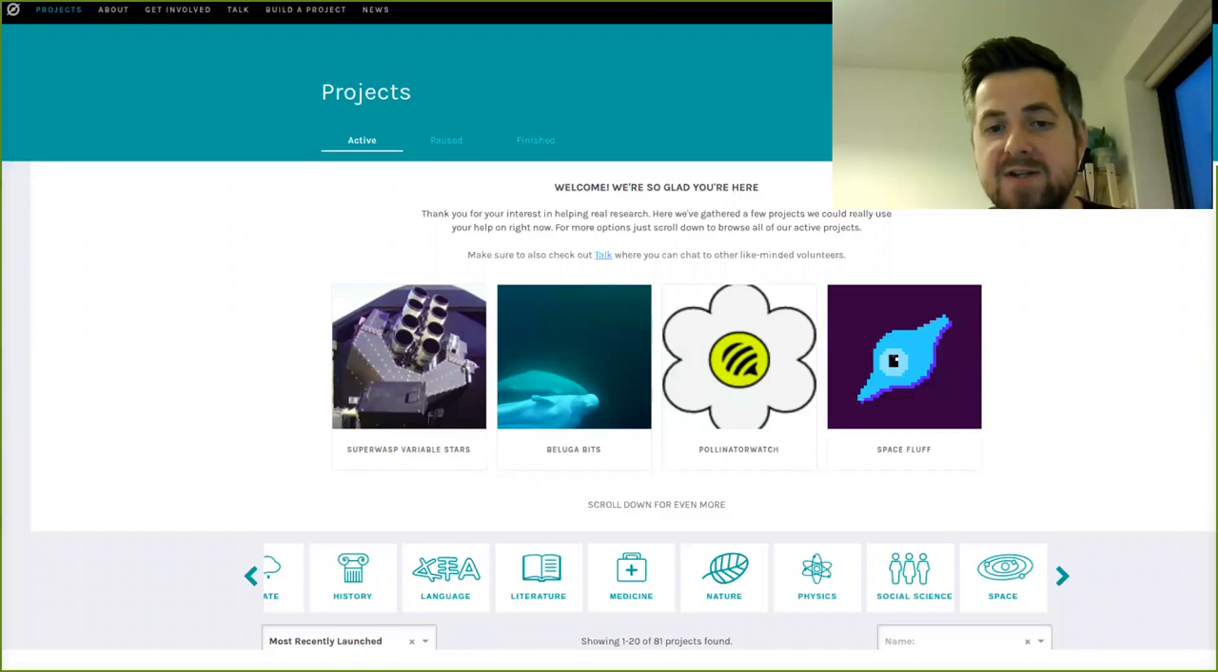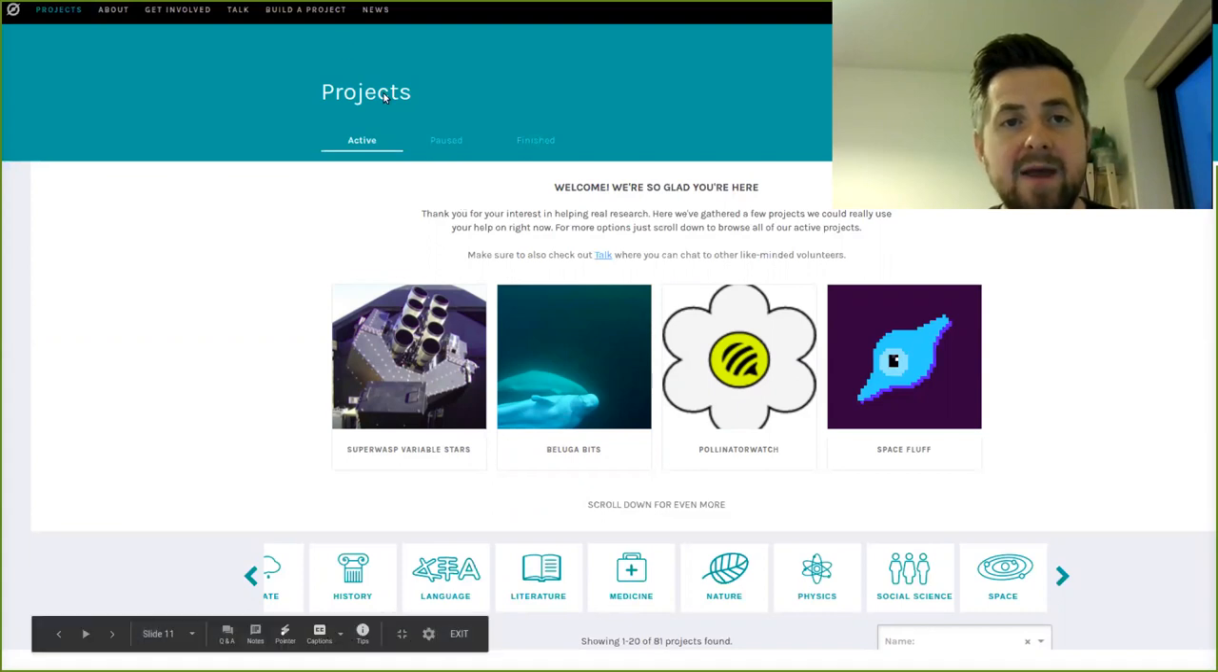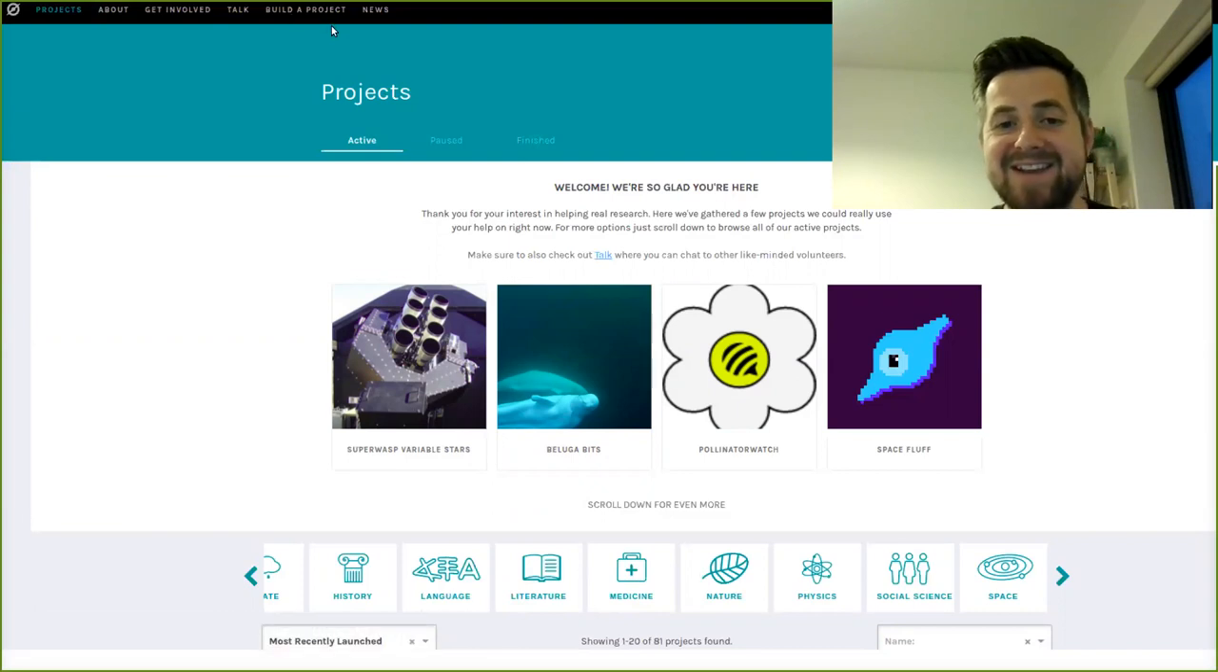We rejigged our website, we overhauled it and our platform. And now you'll see up in the top menu navigation here, there's a button that says build a project. And it really is just as simple as clicking there to get started. And honestly, within a few minutes, within a lunch break, you can put together a prototype citizen science project. You can upload some images and set the tasks that you need people to do. It really is that quick to build.